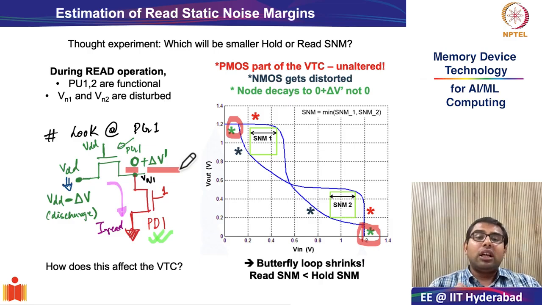And this disturbance or distortion in the VTC characteristics results in the butterfly loop shrinking. This results in the read static noise margin being significantly smaller than the hold static noise margin. Because of the shrinking of the butterfly loop, the maximum size of the nested square that you can fit in these butterfly loops will also shrink.